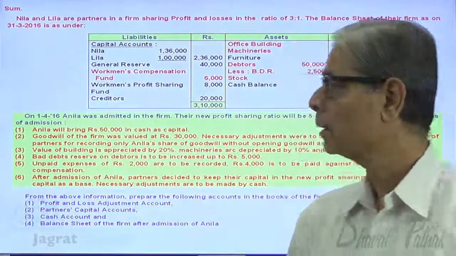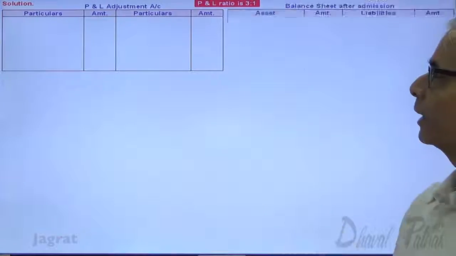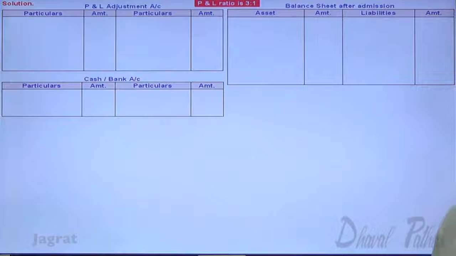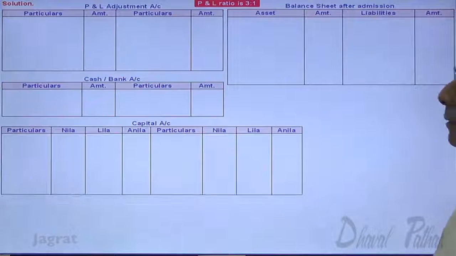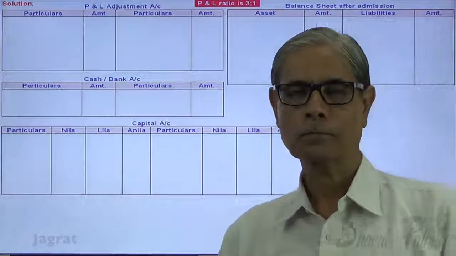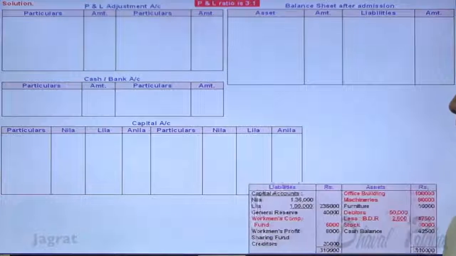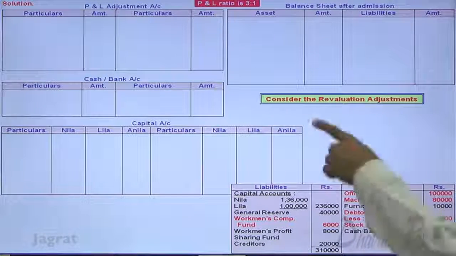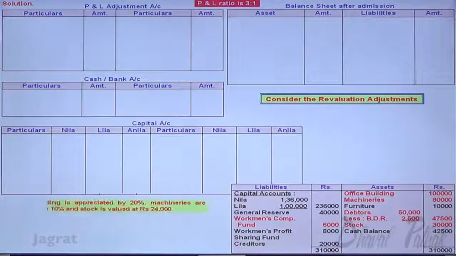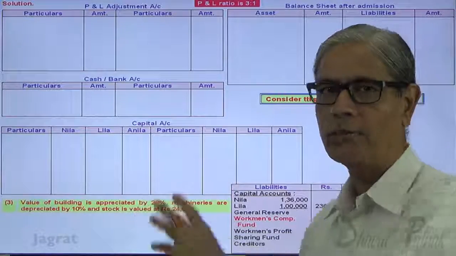Now, let me prepare all these four things which is being asked for. This is my profit and loss adjustment account, balance sheet, cash and bank, capital accounts. As I told to you, I'll first start with revaluation adjustment. That start from 3, 4 and 5 adjustments.